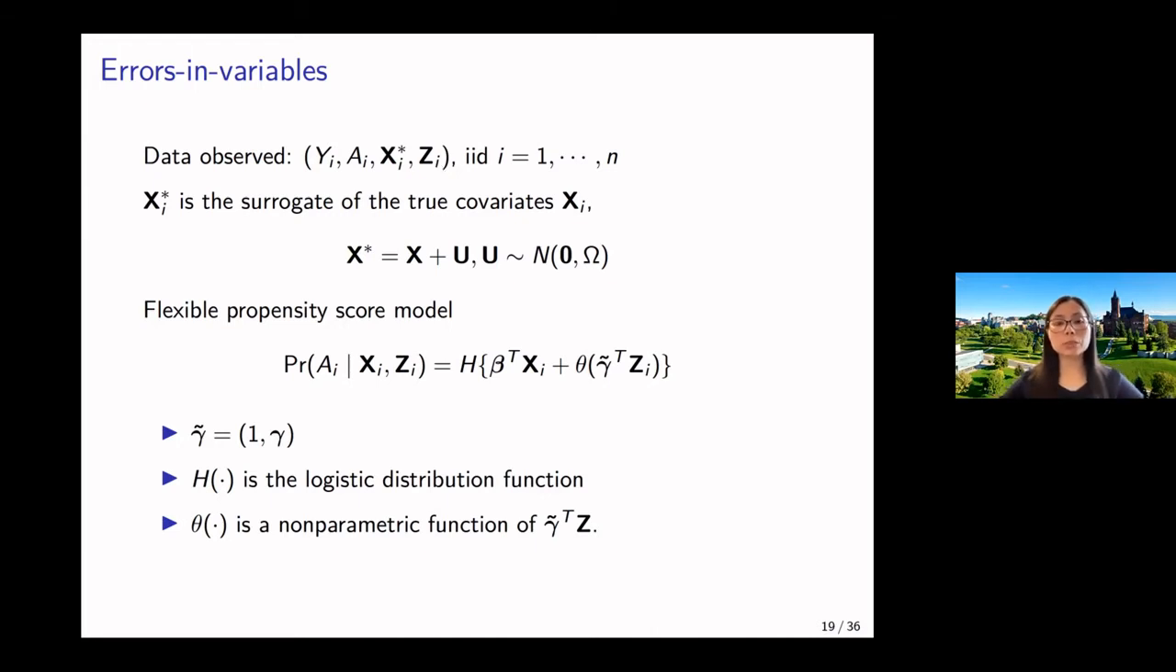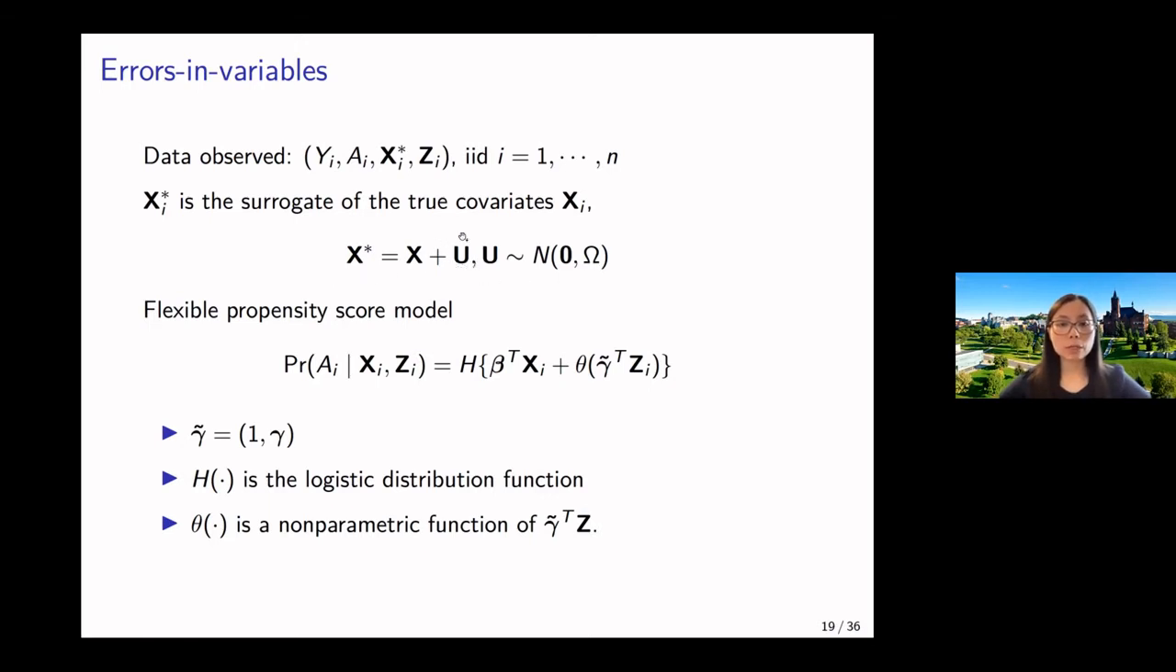Here I break it into two notations because I want to separate the error-prone variable and the error-free variable. So X star here is the variable that we are not able to measure correctly, or it's subject to measurement error. And this Z is the error-free variable. Although we are not able to observe the correct form of X, we are able to observe its surrogate version.